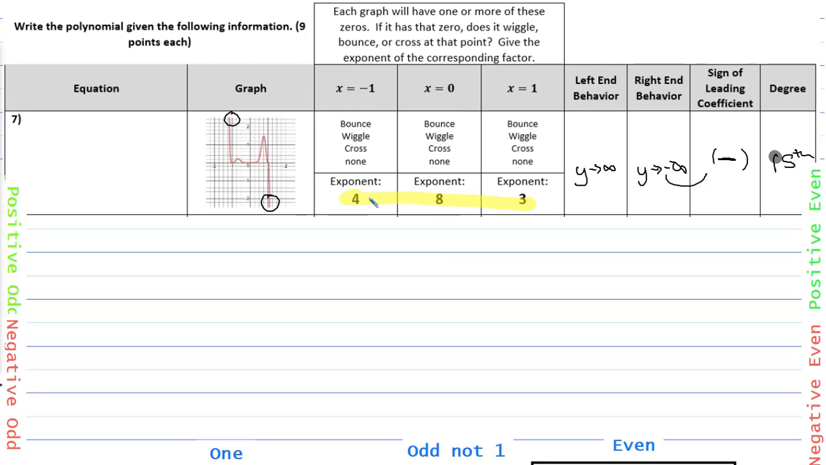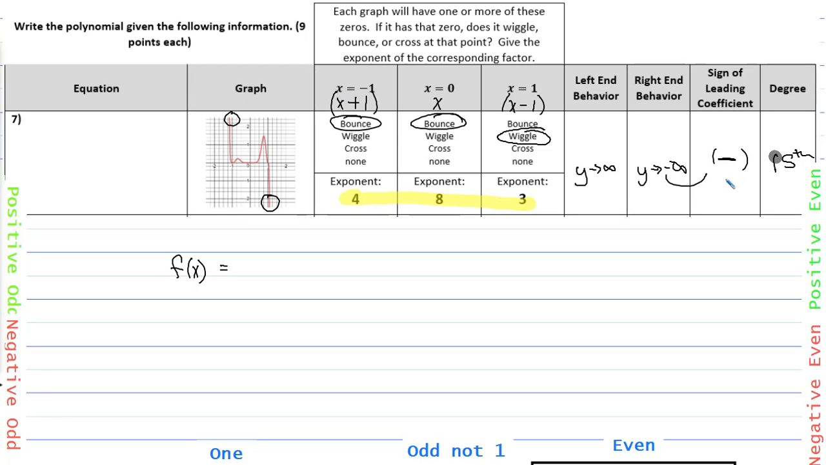Oh, and I forgot to identify. 4 is even, so therefore it's a bounce. 8 is even, therefore it's a bounce. 3 is odd, but not 1, so therefore it's a wiggle. And if you need to go back to number 5 and look at it, I'll go through how you can get these factors, but this is the x plus 1 factor, this is the x factor, and this is the x minus 1 factor.